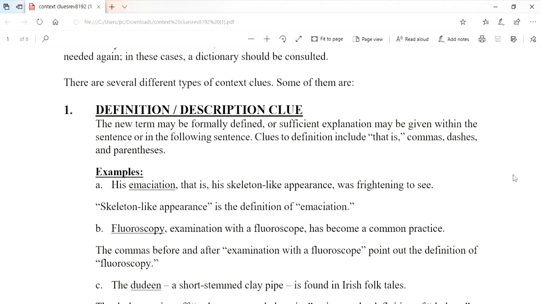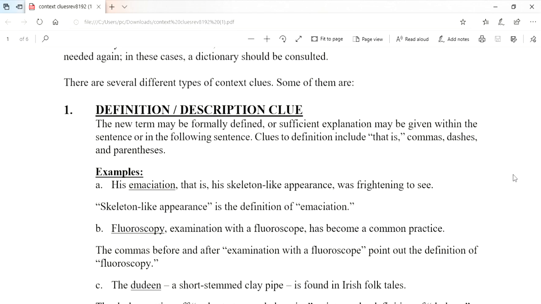Examples: A. His emaciation, that is his skeleton-like appearance, was frightening to see. Can you get a clue here? You can see that "that is" has been used here. So we can clearly see that skeleton-like appearance is the definition of emaciation. Just because we have "that is" written there, we know it is going to explain what has been said earlier. So we understand that emaciation is a skeleton-like appearance.